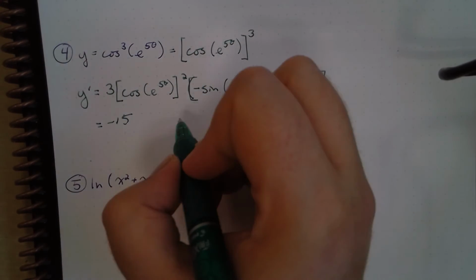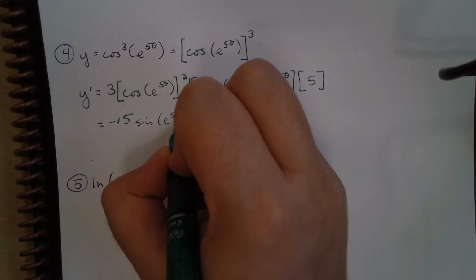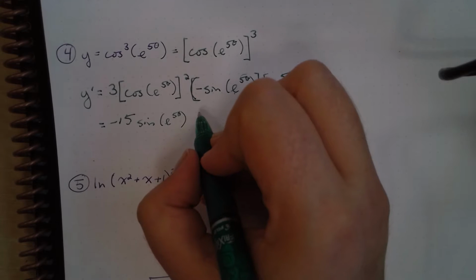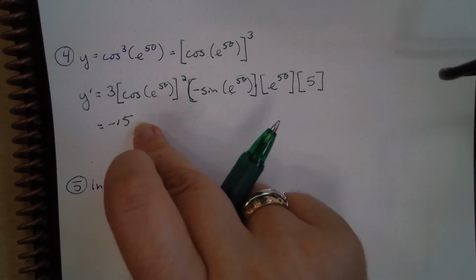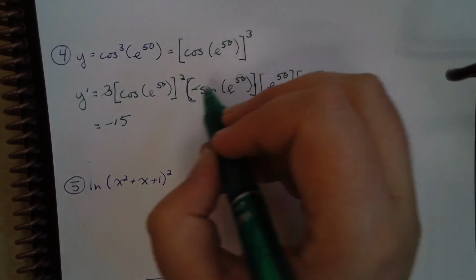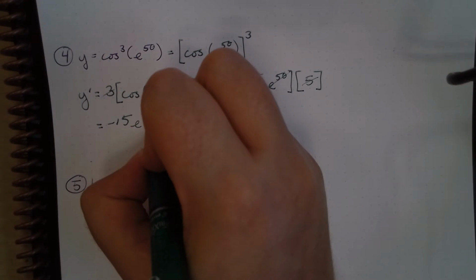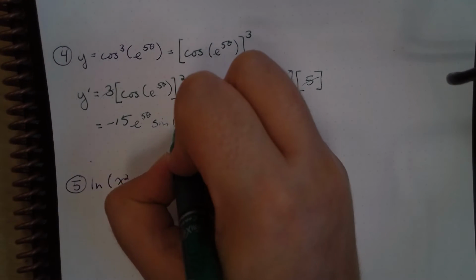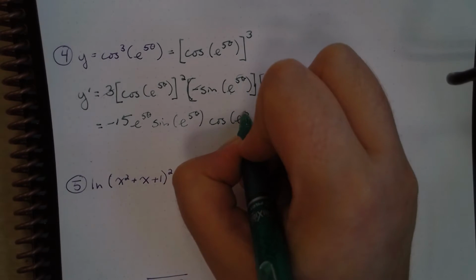So I've got 3 times a negative times 5 is a negative 15. Then I'm going to put my e to the 5 theta. And then sine of e to the 5 theta cosine of e to the 5 theta.